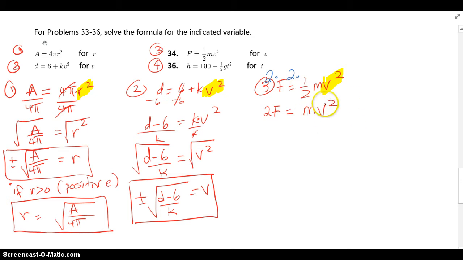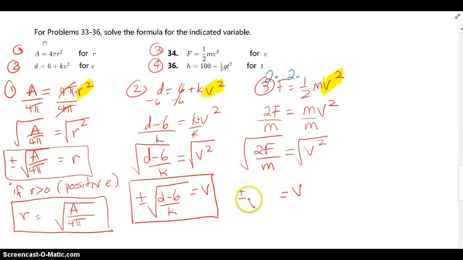Now there's no other garbage on this side for me to move to the other side like I did for the previous problem. I just have that m stuck to the v squared, so I'm going to use the inverse operation and get the v squared by itself. And I'm almost there. To knock down the power of the v squared and get it by itself, I'm going to square root both sides, and I have v equals plus or minus square root of 2f over m. And of course, if at any point they said v has to be positive or greater than 0, I would just give the positive radical and not both of them.